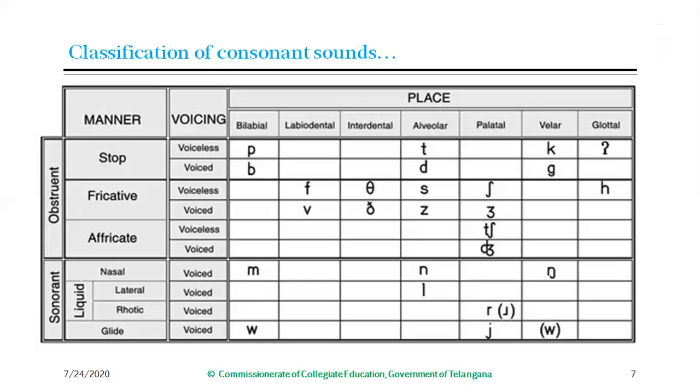There are 2 kinds of consonant sounds, basically: obstruent and sonorant. What are obstruent sounds? Fricatives, plosives, and affricates. They are produced by obstructing the airflow in our mouth.